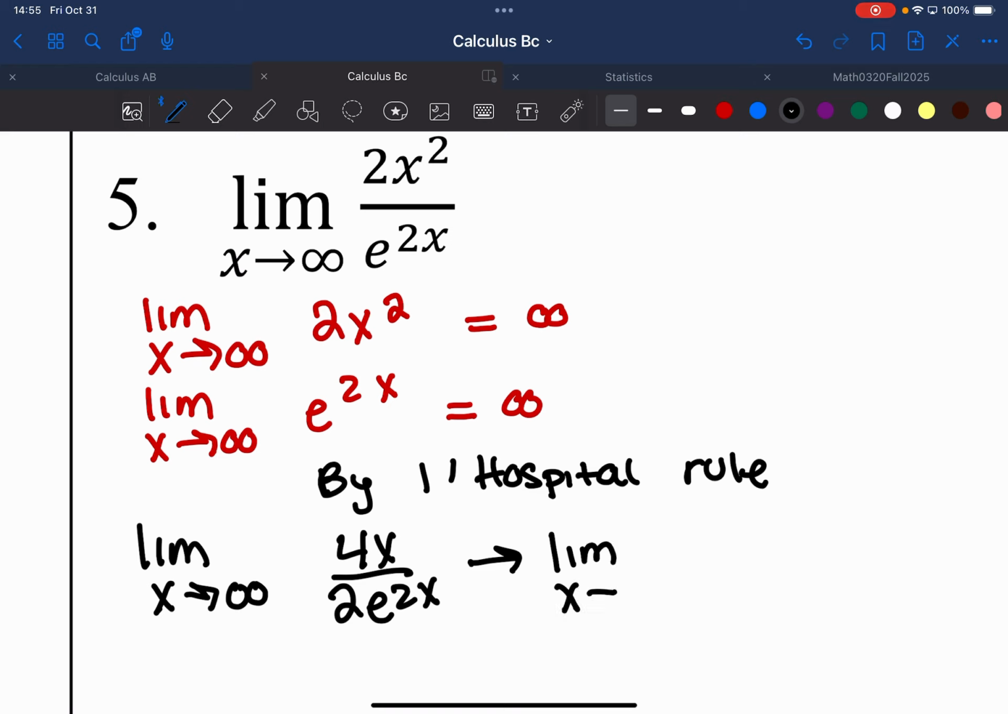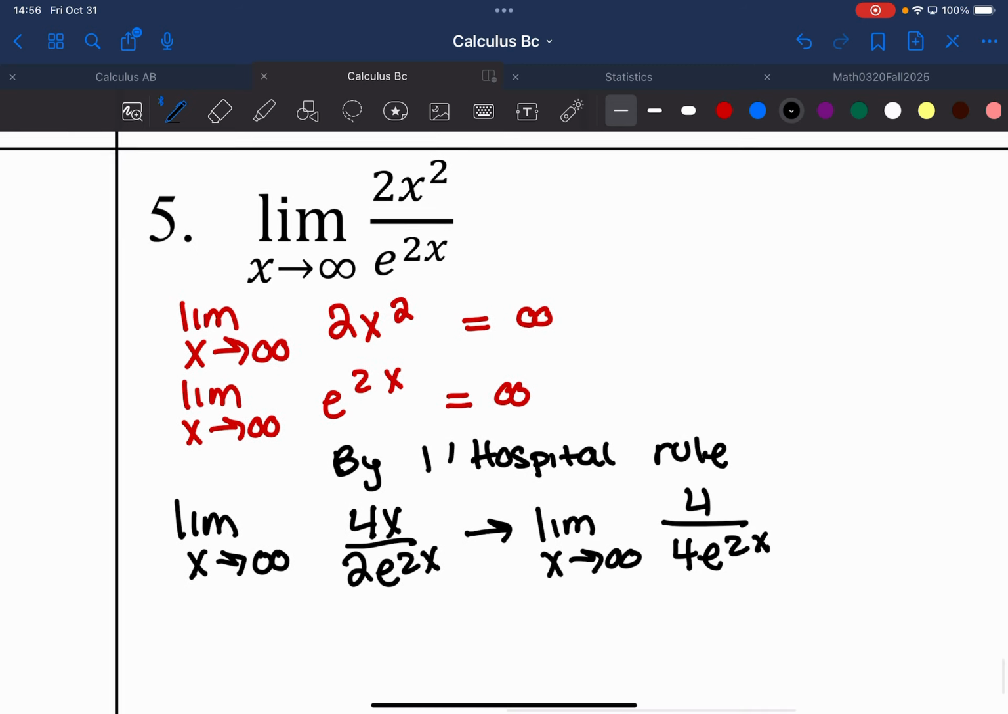Okay, so the limit as x approaches infinity, what's the derivative of the top? 4. What's the derivative of the bottom? 4e to the 2x. Okay. What's going to keep happening here if we say we take the derivative one more time? It's going to be 0. So let's do that. Let's take that derivative one more time. So the limit as x approaches infinity, what's the derivative of 4? 0. What's the derivative of 4e to the 2x? 8e to the 2x. What's 0 divided by anything? 0. So our answer is 0.